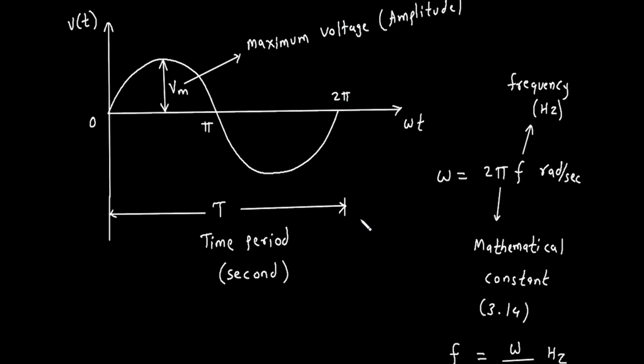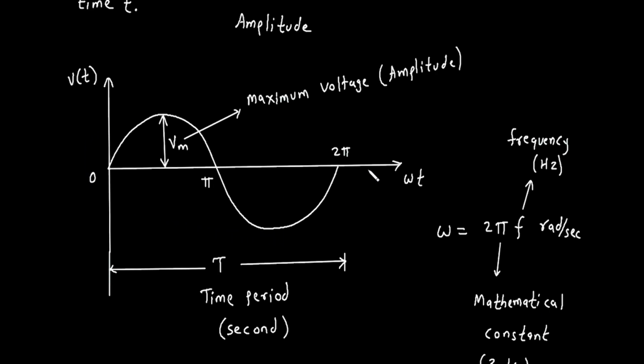Now, let's look at the graphical representation of alternating voltage over time. Imagine a sine wave on a graph. The x-axis represents ωt, which is the angular displacement or the phase angle. The y-axis represents the instantaneous voltage V(t). Here's what we observe. At ωt = 0, V(t) = 0. This is the starting point of the cycle.